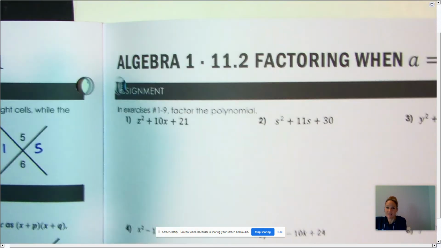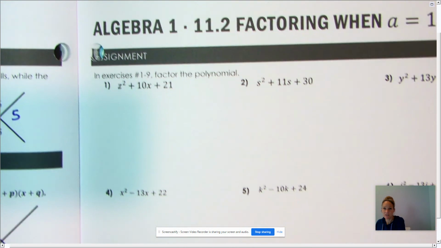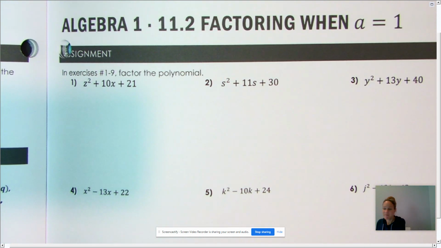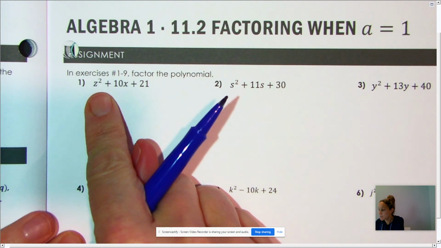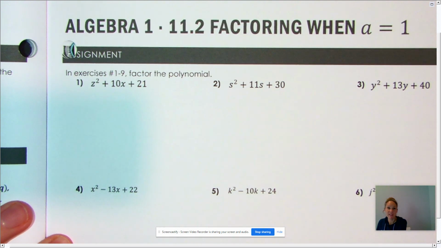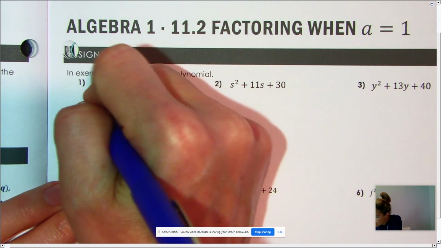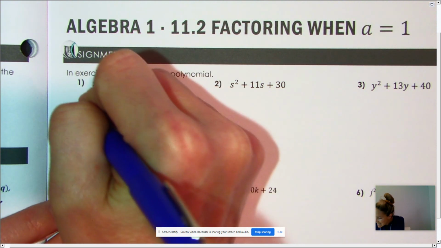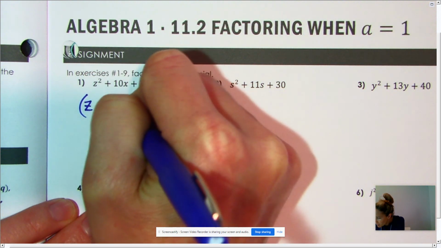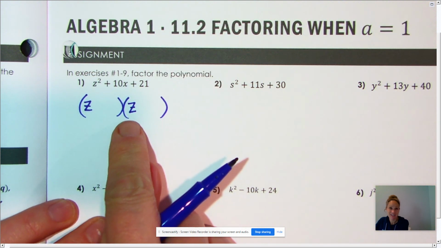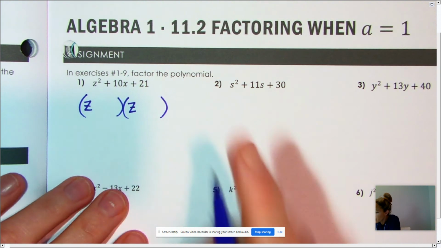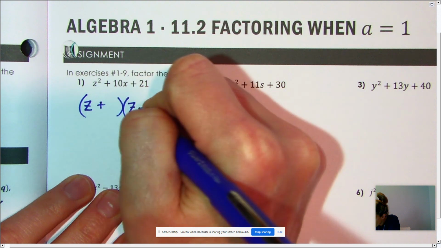So again, this is your homework though, so I want to make sure that you're doing part of this, not just copying down. All right, so question number 1, we're starting out with some super easy problems here with all of our pluses. So we're going to start by writing our 2 parentheses. I'm going to put a Z in each one. I like to put a little line through my Z just so that it doesn't get mistaken as a 2, but you don't have to do that. Everything's positive, so I'm going to write plus, plus.